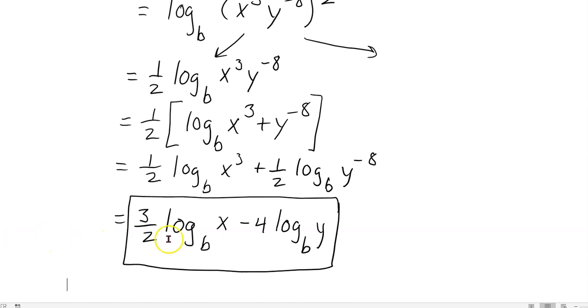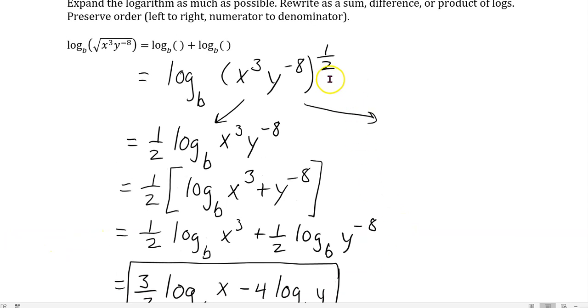Now let's take a look at doing it the second way, which is to pull the power in and apply it to each of these powers. Remember, when you have one base and two powers on it, you multiply the powers. Let's do this in a slightly different color so we don't mistake one method for the other. This will lead to the logarithm base b of x to the 3/2 by multiplying the 3 times 1/2, times y to the -4 power by multiplying the -8 times 1/2.